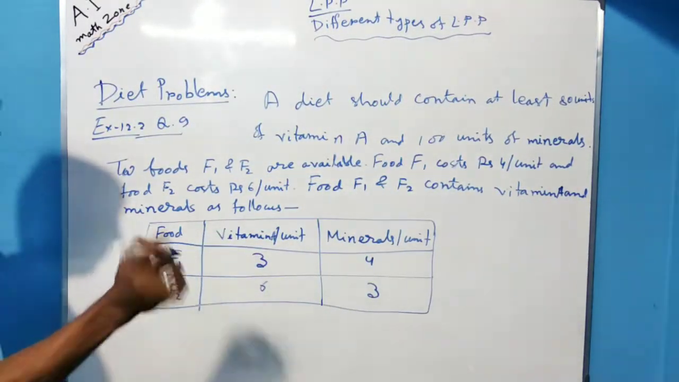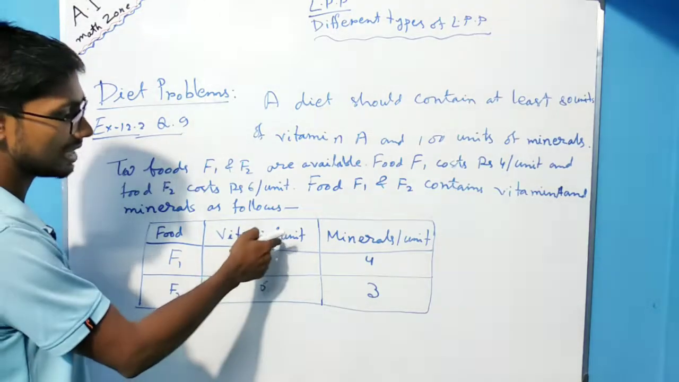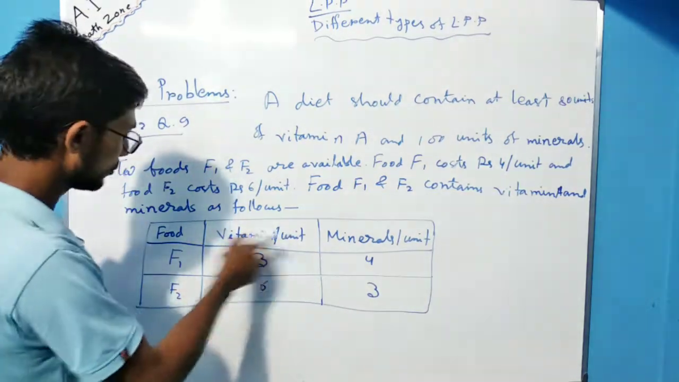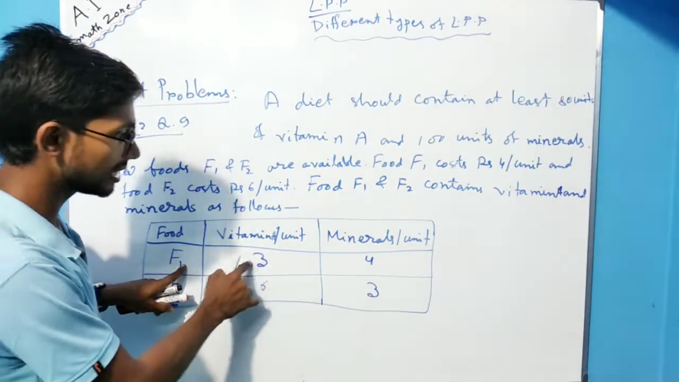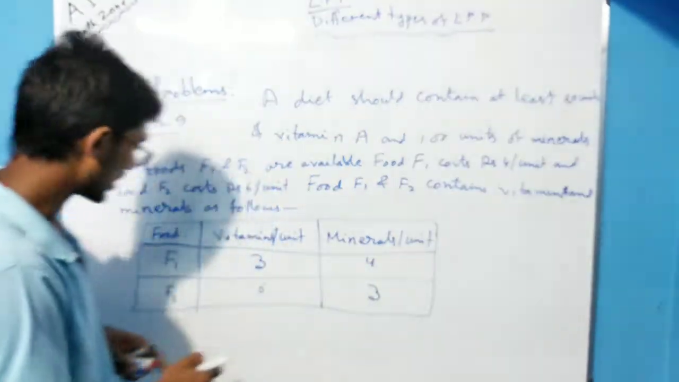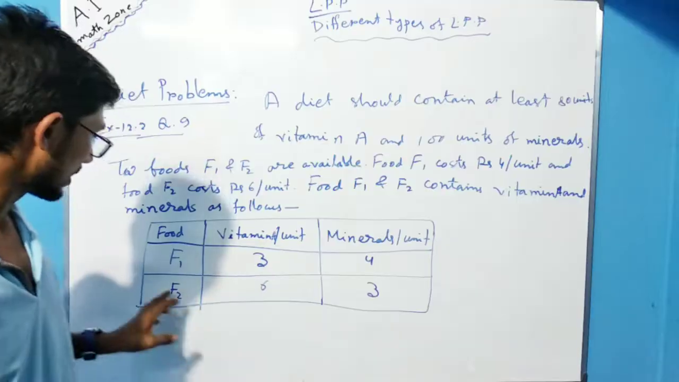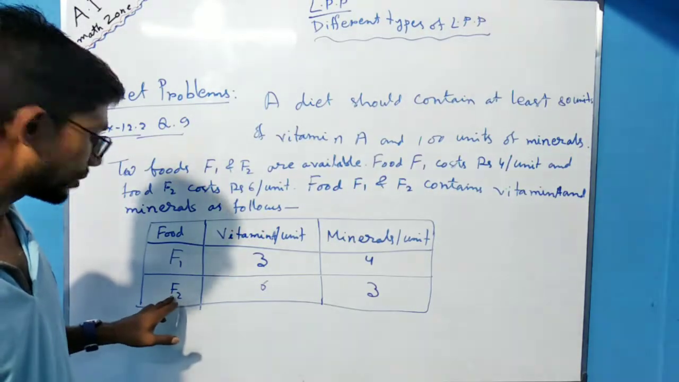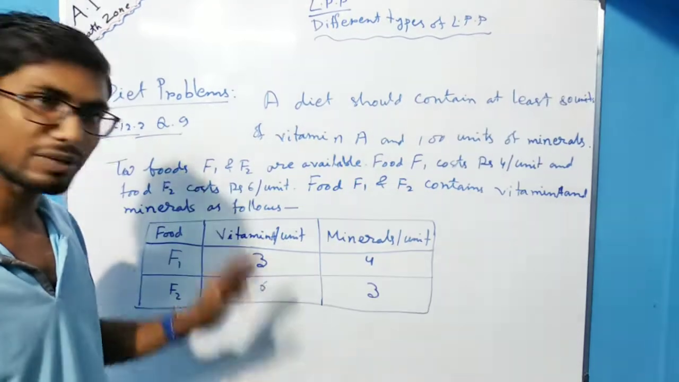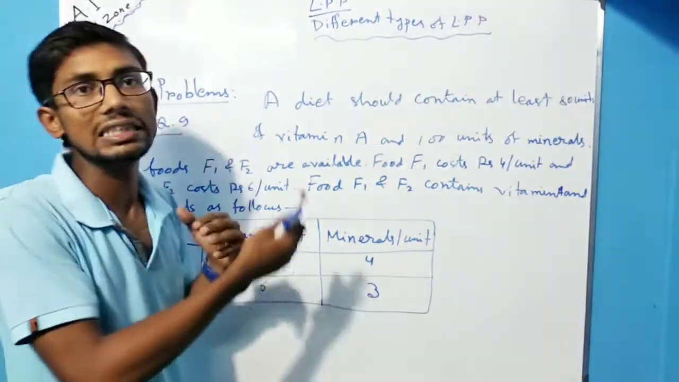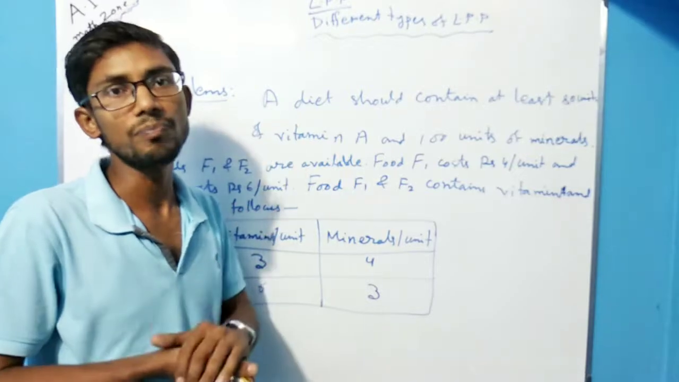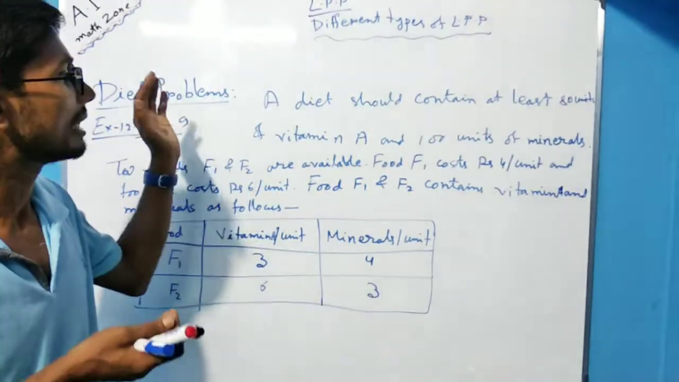Food F1 contains 3 units of vitamin A, right? Per unit, F1 food contains vitamin A 3 units and minerals 4 units, right? And per unit, food F2 contains 6 units of vitamin A and 3 units of minerals, right? Now we have to convert this into an L.P.P problem, a linear programming problem, and you have to solve this.